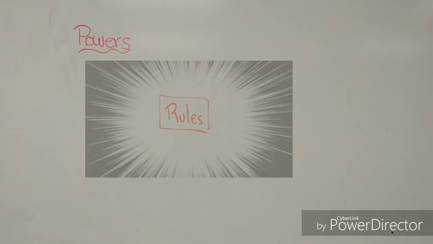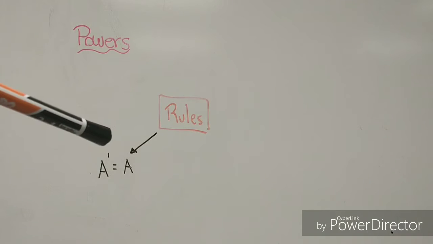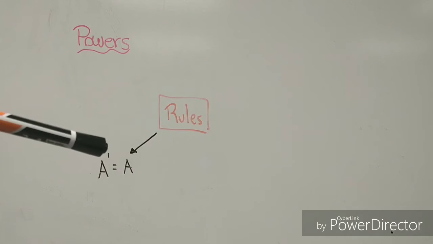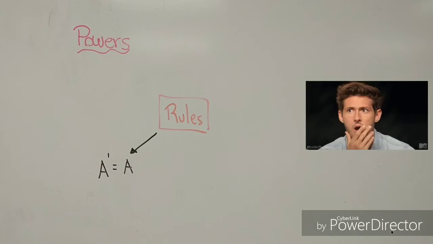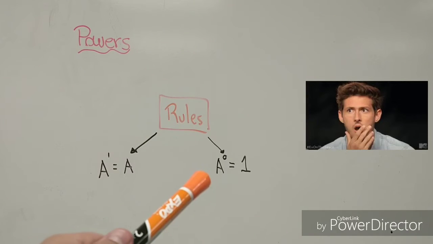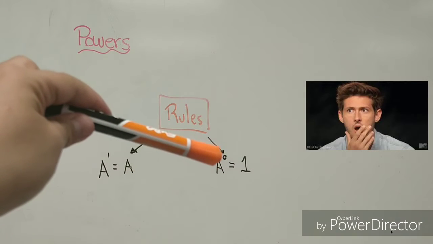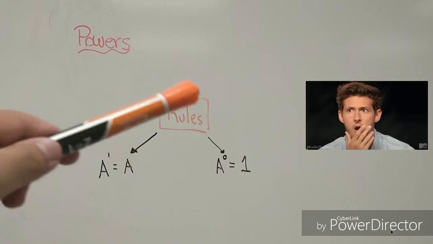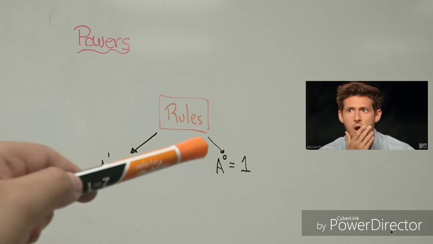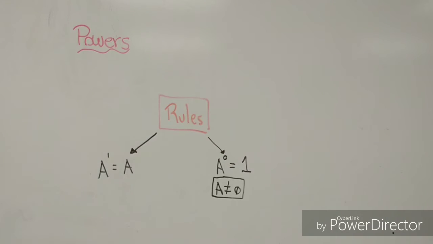For example, any number with the power equal to 1, then it's the same number. If you have a number and the power is 0, then the result is 1, no matter what number you have here. Just be careful, because A cannot be 0. That's the only number that A can't be.